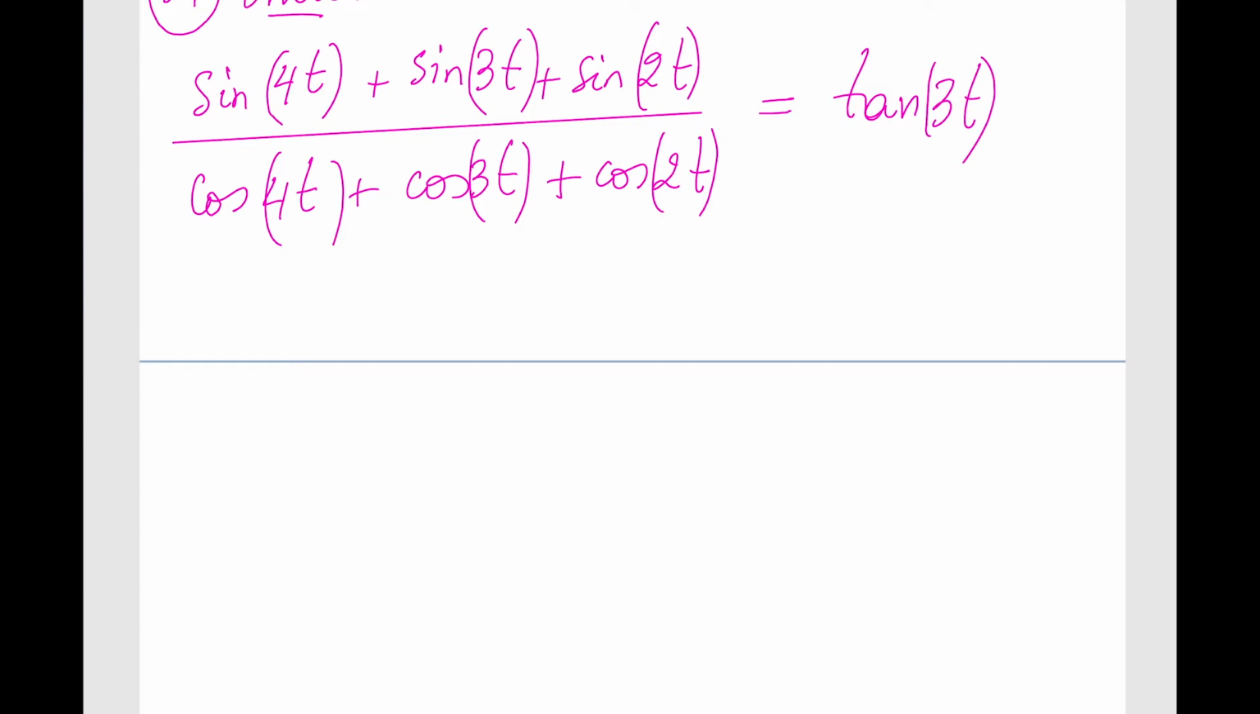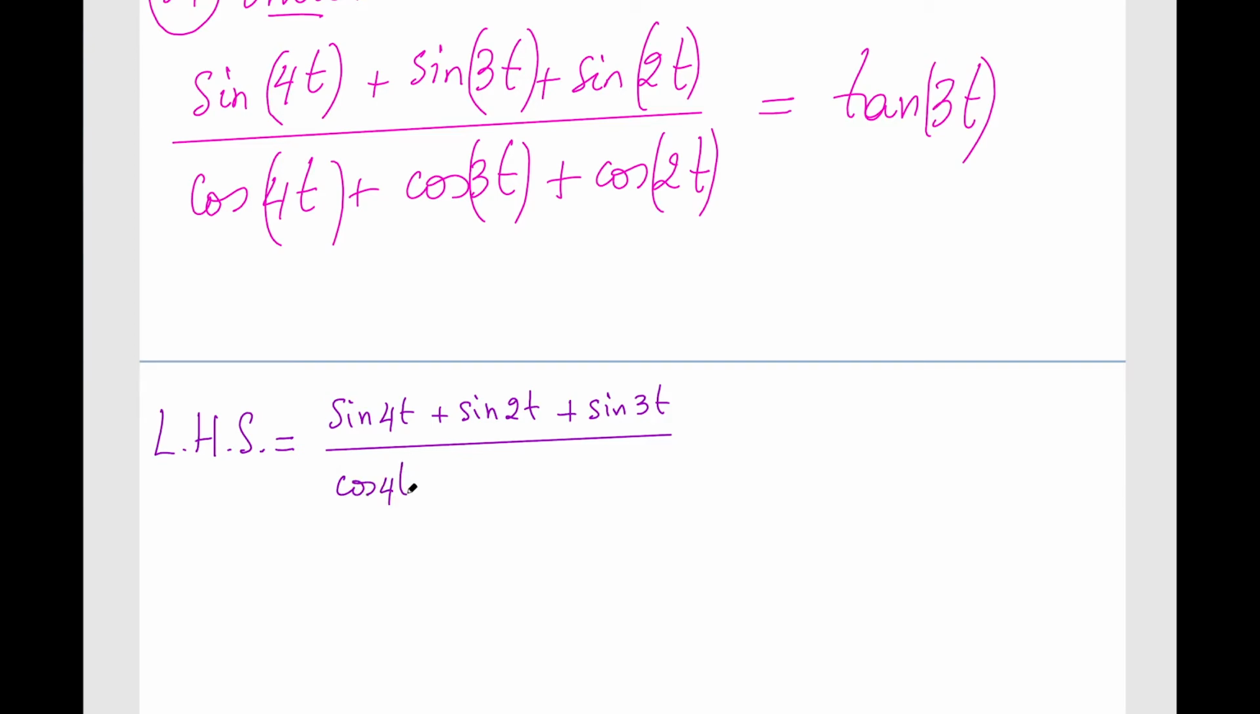So left-hand side, this is equal to, I can rewrite it obviously as sine of 4t plus sine of 2t, plus sine of 3t. I'm just using commutativity of addition, just reversing the order of the last two, divided by cosine of 4t. I'm going to do the same thing downstairs. Cosine of 2t plus cosine of 3t. Okay.